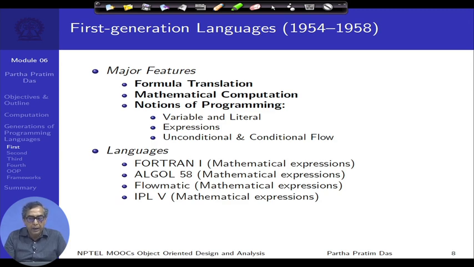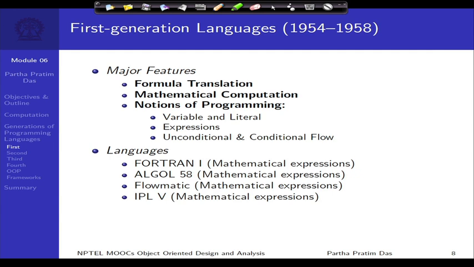If I know the value of the radius of a circle, then I can write a program to find the circumference or the area of that circle using a certain formula in a Fortran kind of language. And certainly, this is the beginning of the high level language.